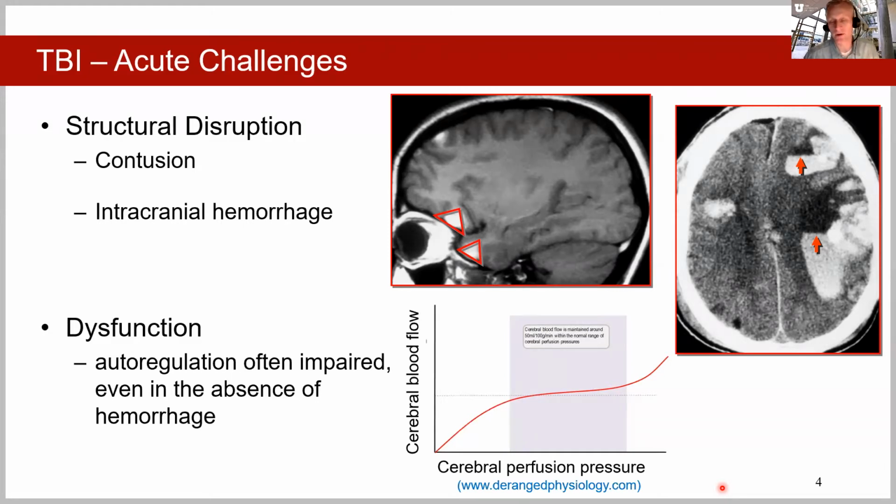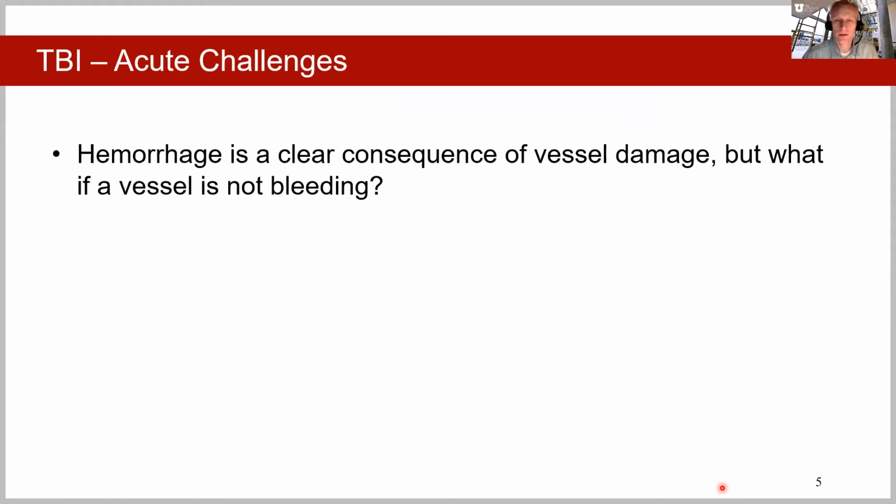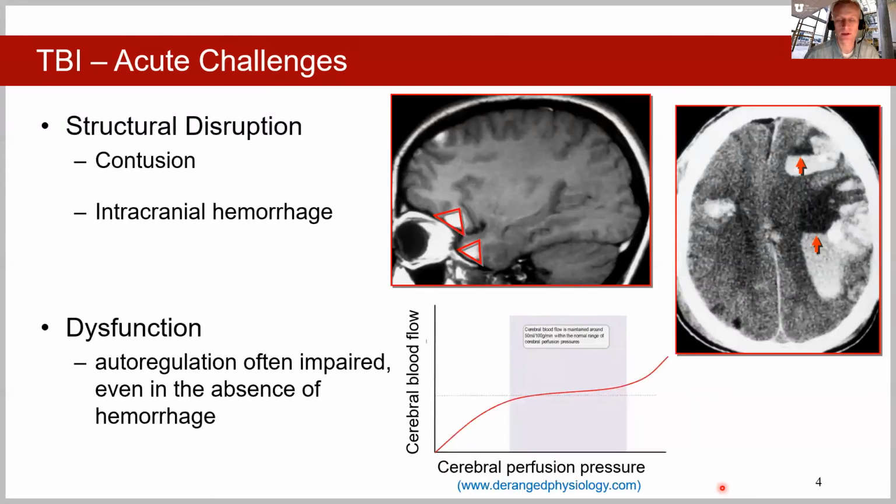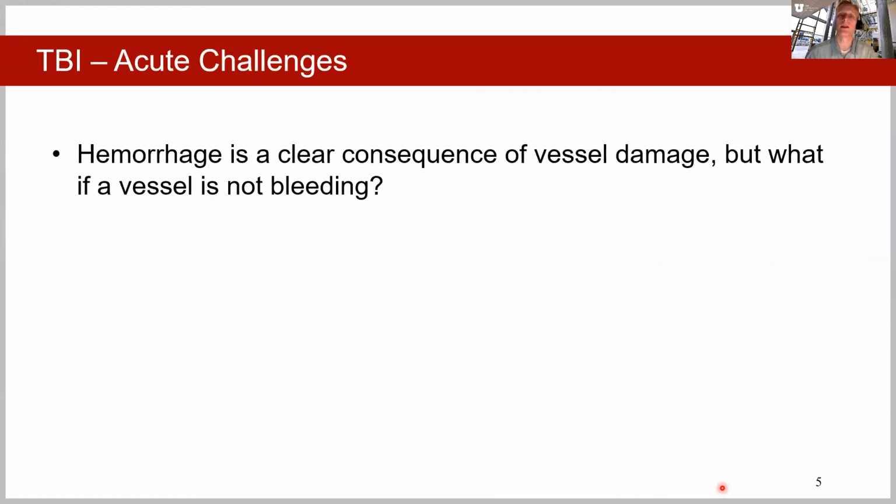So usually the brain is very good at controlling blood flow, but not so good after injury in many cases. So it's clear that hemorrhage is a consequence of vessel damage, right? The bleeding occurs because the blood vessel walls got torn and they're now leaking. But we could ask the question, what if the vessel isn't bleeding? Does that mean everything is okay? Well, dysfunction, as I mentioned on this previous page, is often observed in cases where there is no obvious hemorrhage. So it seems that the blood vessels can actually be injured and become dysfunctional even if they're not bleeding.